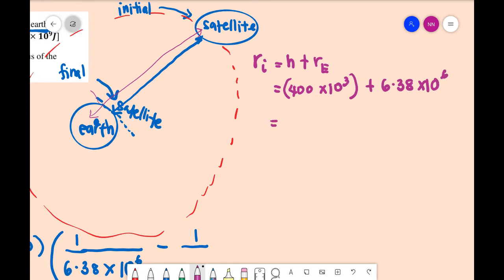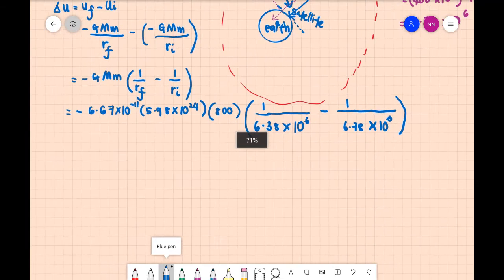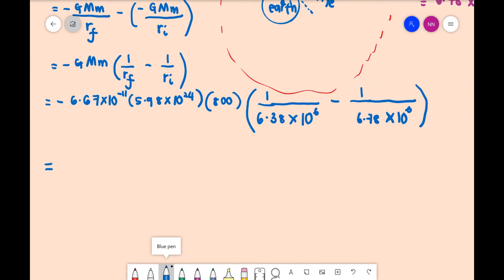So the distance initial is 400 times 10 to the power of 3, okay, plus 6.38 times 10 to the power of 6. So it is equals 6.78 times 10 to the power of 6. Okay, so we can substitute the value now. Okay, 6.78 times 10 to the power of 6. Okay, this one is the distance initial. Okay. So it is equals to negative 2.95 times 10 to the power of 9 joule.